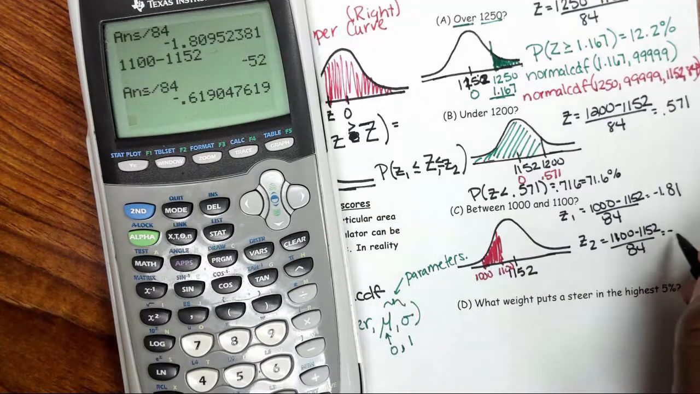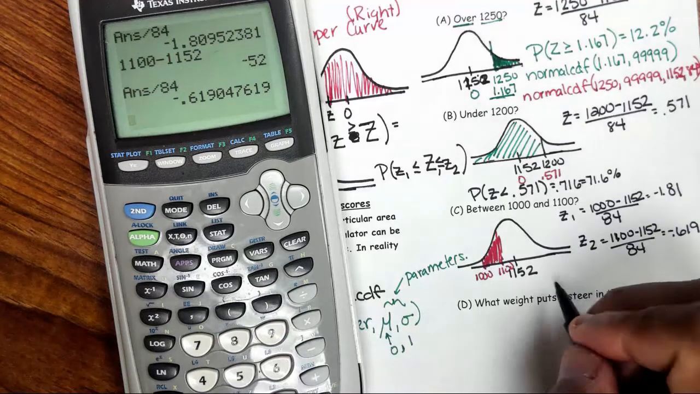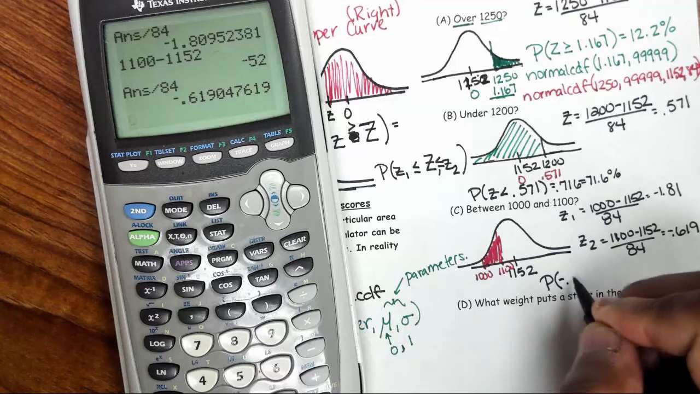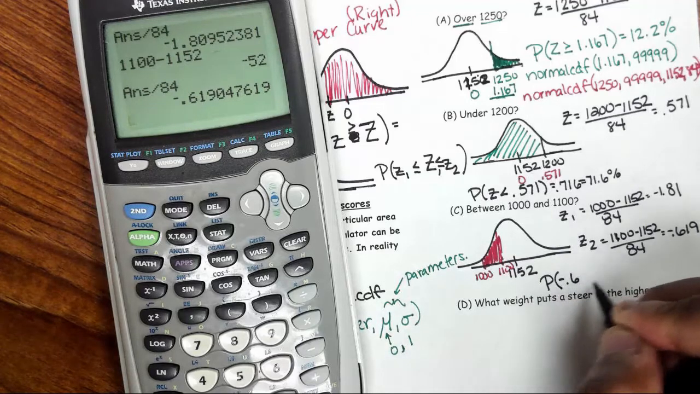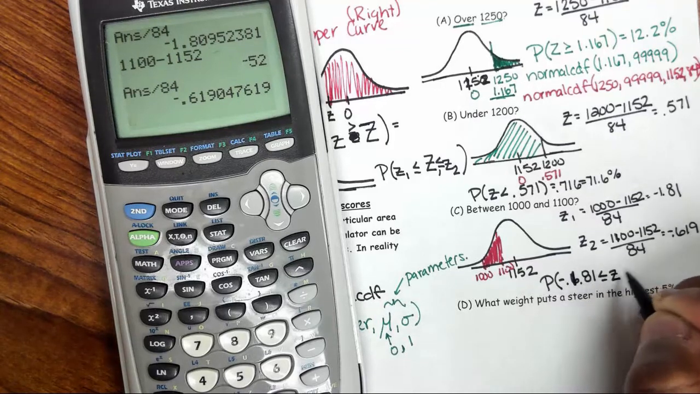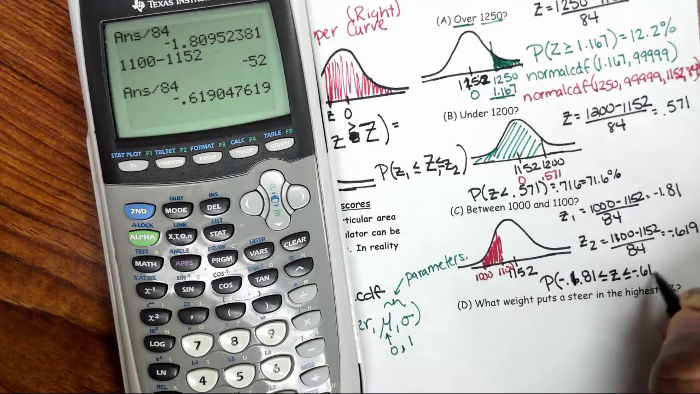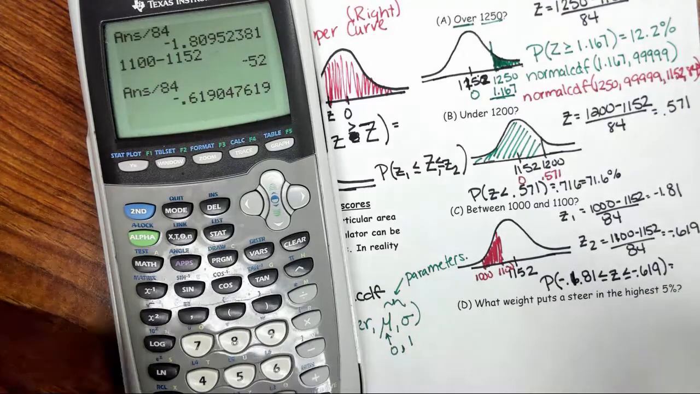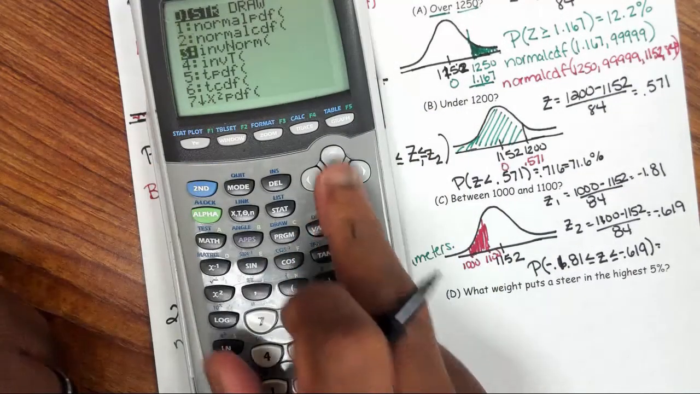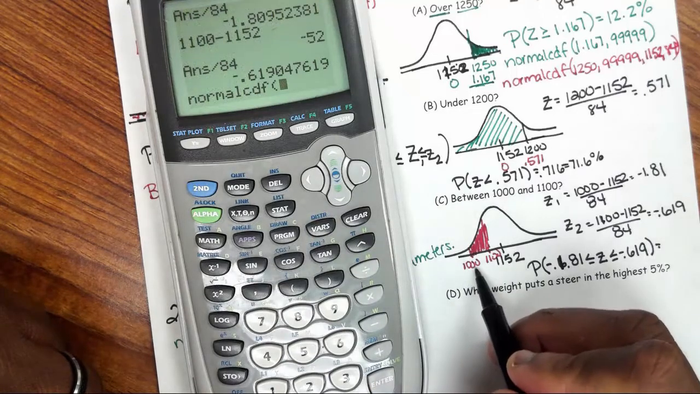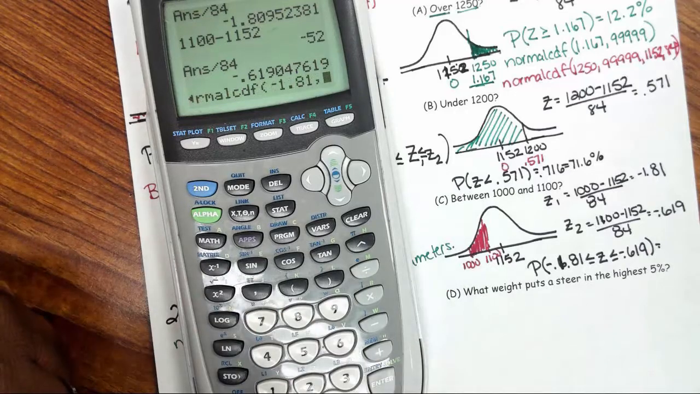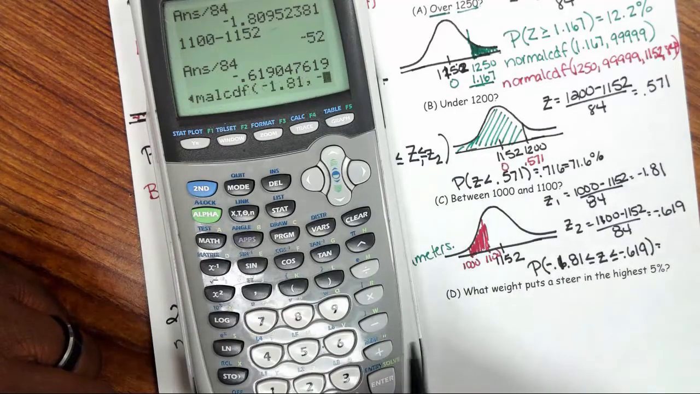That's equal to negative 0.619. So this time when I calculate, I'm calculating the probability that your z value is in between negative 1.81, the smaller one, less than or equal to z, which is less than or equal to negative 0.619. When you type this one in, it'll be normal CDF. But this time your lower bound is just 1,000 z-score, which is negative 1.81. Your upper bound is 1,100 z-score, which is negative 0.619.